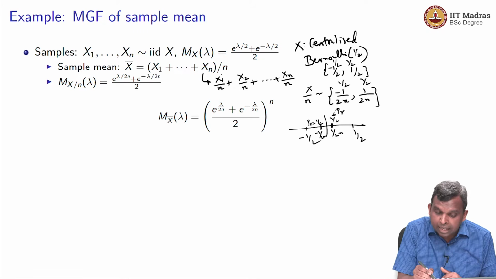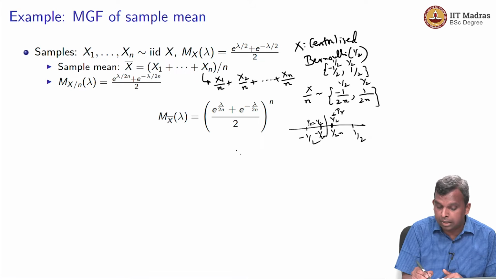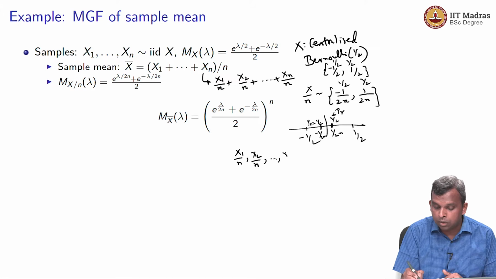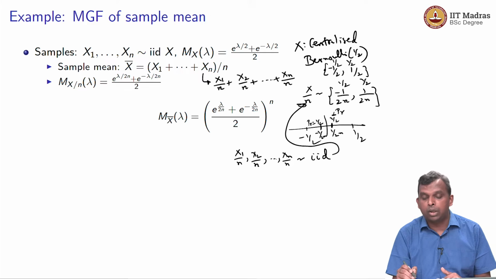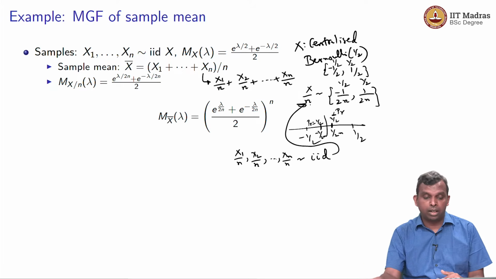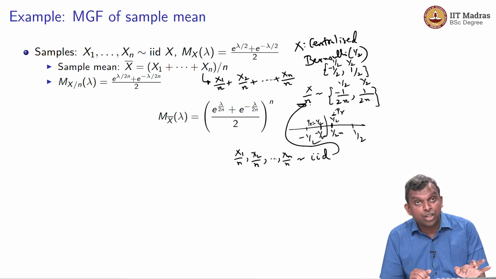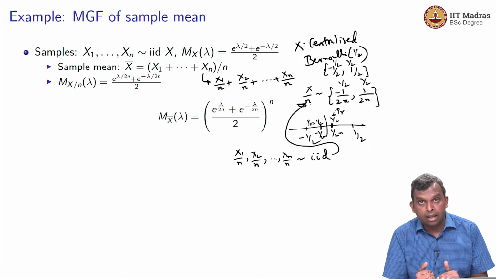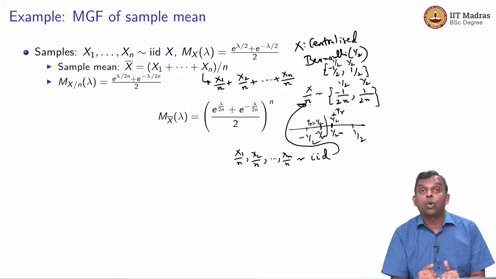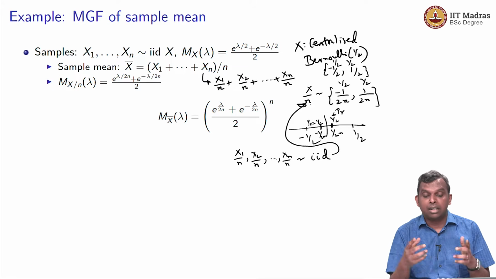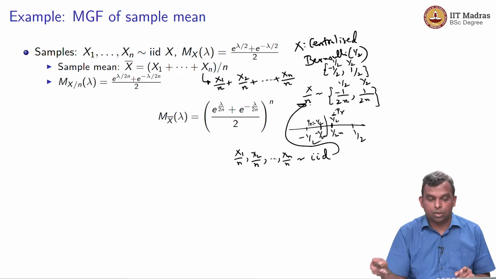So if you look at the sequence x1 by n, x2 by n, and so on till xn by n, these are IID according to X by n. That's the story here. Now all I need to do is find the moment generating function for X by n. And then from there I can go to the moment generating function of x bar, simply raising it to the power n.